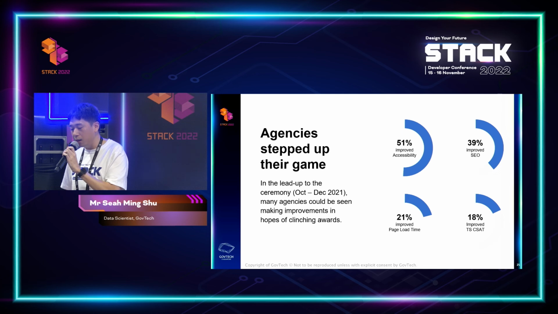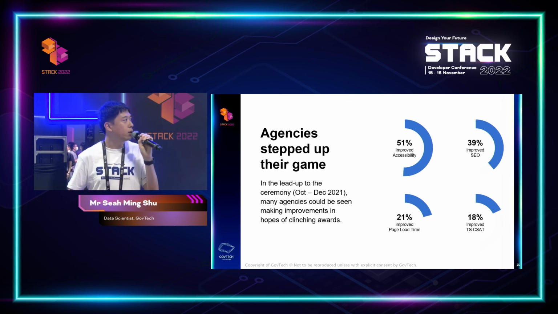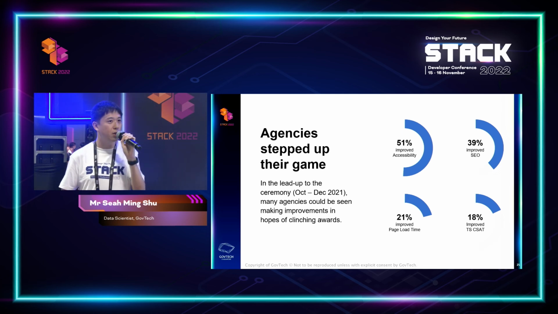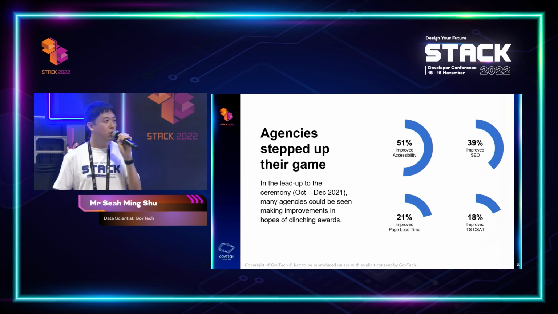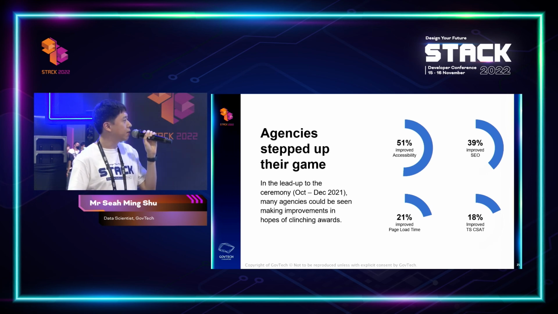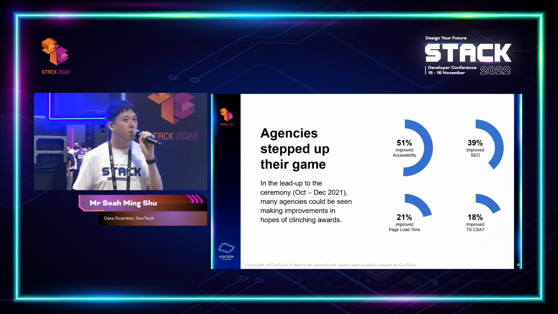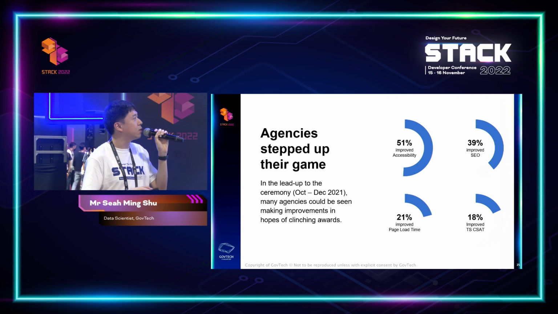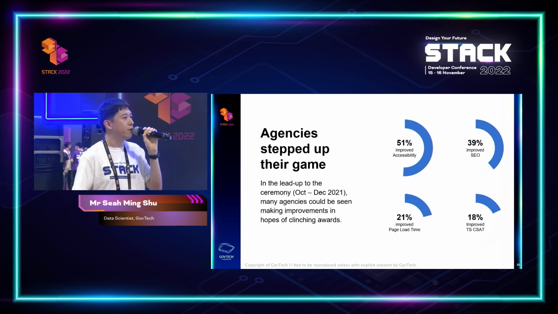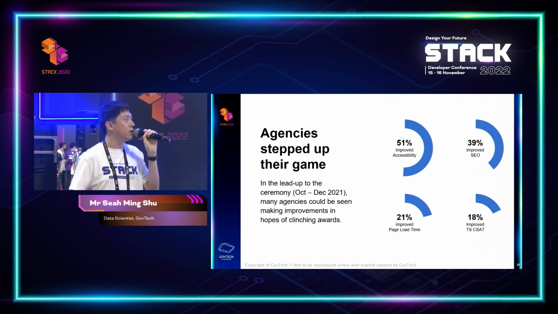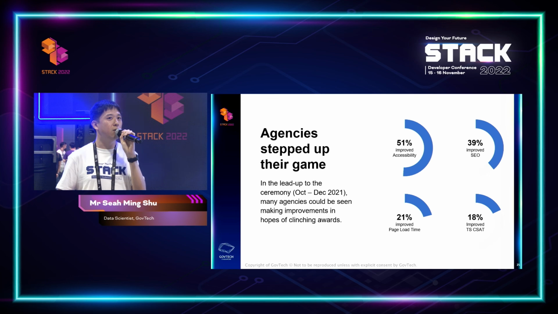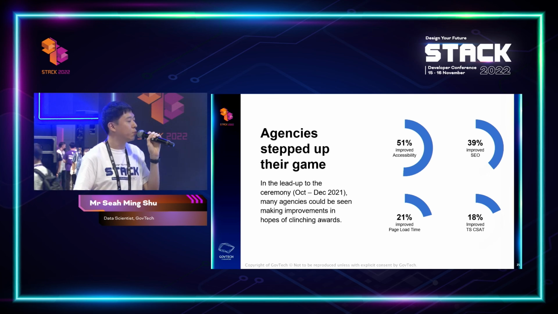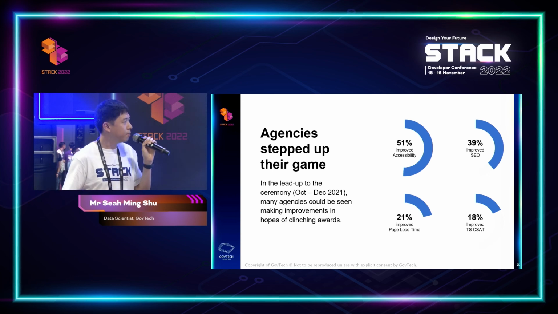In fact, in the months leading up to the awards last year, we saw that agencies stepped up their game significantly. For example, in the two months from October to December, in terms of accessibility, 51% of about 100 eligible agencies improved their accessibility scores in the lead-up to the award ceremony.